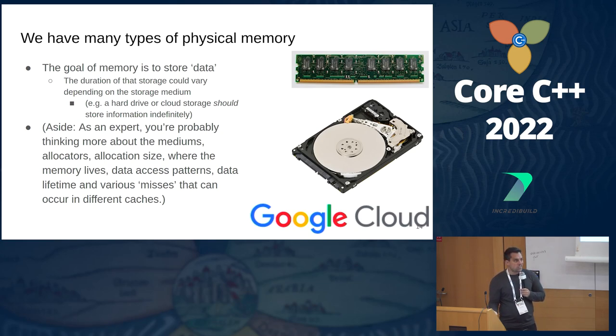Usually if you talk to somebody just starting computer science, they're thinking about their hard drive, maybe these green sticks of dynamic memory, your RAM. And then for the experts in the room, you're probably thinking more about the different mediums, allocators, allocation size, access patterns, caches at various levels, these types of things. But there are many levels of memory here.